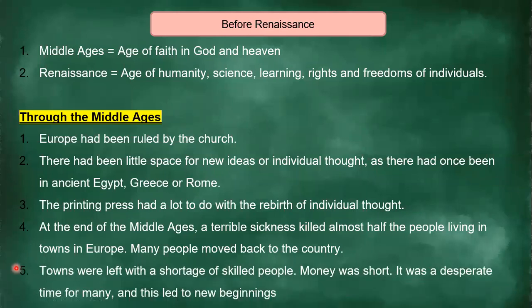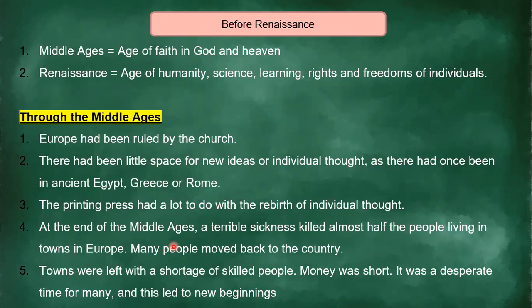Towns were left with a shortage of skilled people. Money was short. It was a desperate time for many, and this led to new beginnings. So since the terrible sickness killed almost half of the people, people then decided to move from town, going back to other parts of the country, okay?